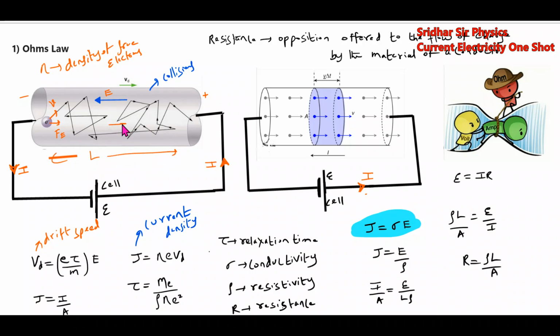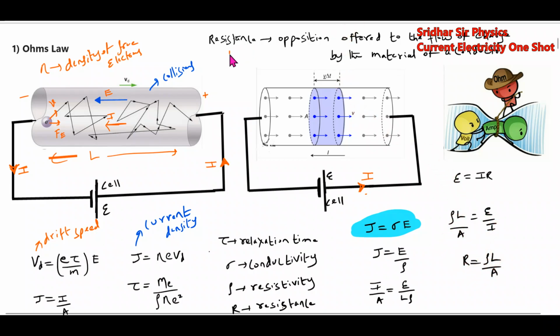In what direction is the current? Current is flowing in this direction. So we'll define the electric field strength E as the applied EMF by length. Solving this, we'll get rho L by A. This E by I is what we'll call resistance.